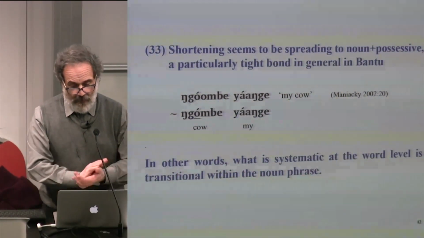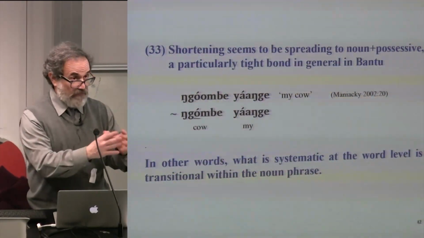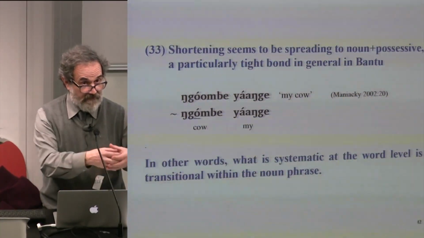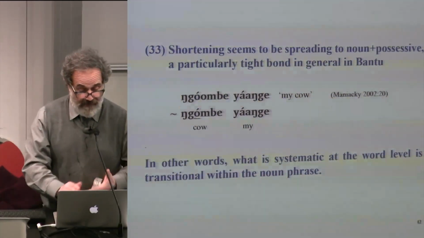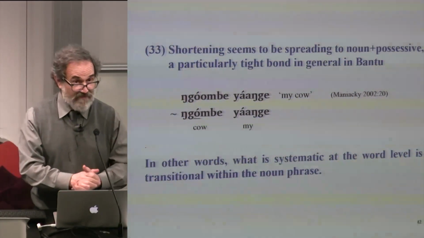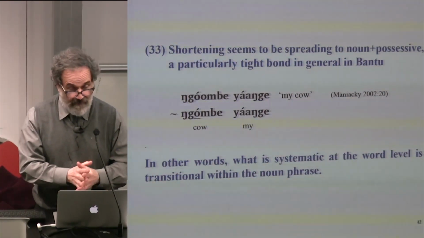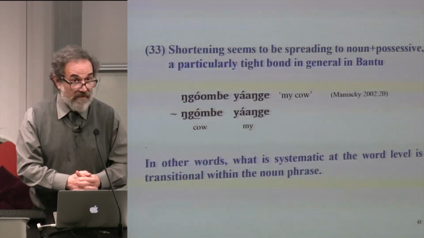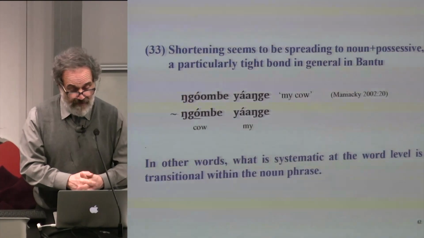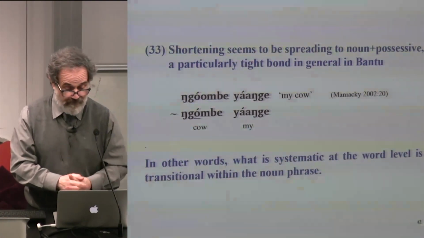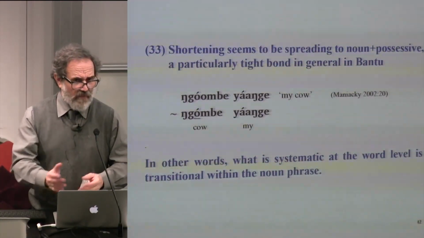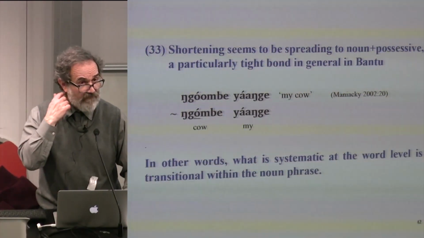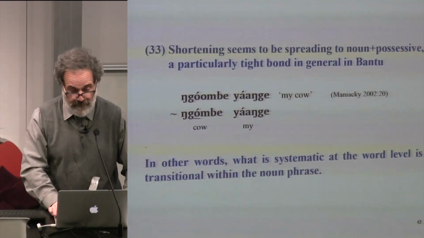Okay, in fact, the other part of the argument has to do with the word. It is seemingly starting to expand to some very tight-bound constructions, and the tightest one that we have, probably throughout Bantu, is with a possessive pronoun. And you can see there, he doesn't have a lot of discussion of this, but there was some inconsistency or variation: the word for cow, which has a long vowel in it, ngombe, can optionally shorten. Or sometimes speakers shorten the vowel with a possessive pronoun, but not with an adjective or a relative clause or things like that, okay? So what is systematic at the word level is now transitional within the noun phrase. It's starting to spread out into larger units.